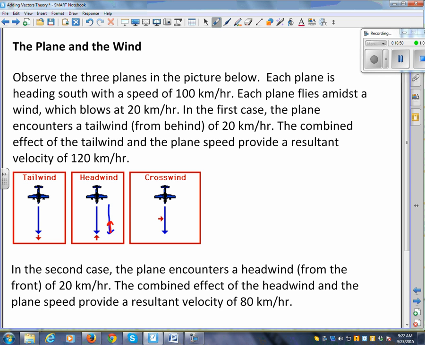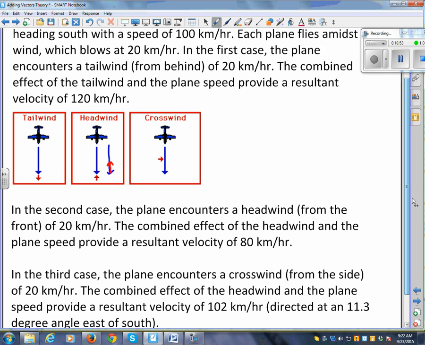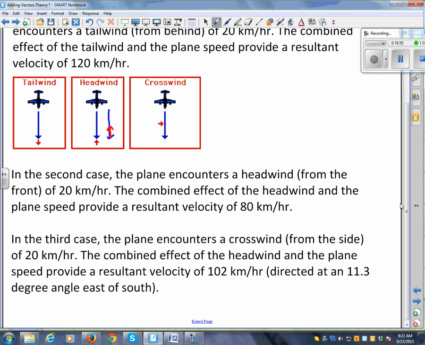In the third case, the plane encounters a crosswind from the side of 20 kilometers an hour. The combined effect of the crosswind and the plane speed provide a resultant velocity of a weird number, 102 kilometers an hour, directed at an angle of 11.3 degrees east of south. Have they drawn it properly? They have not. It should be like that, tip to tail. What's that black vector called? The resultant. What letter do you think we use for result? R, which fits in nicely with Talk Like a Pirate Day.